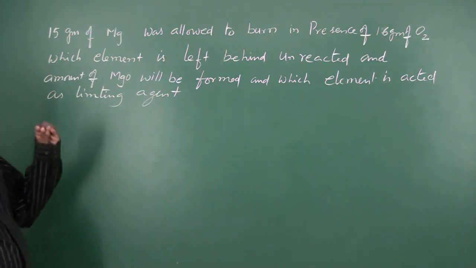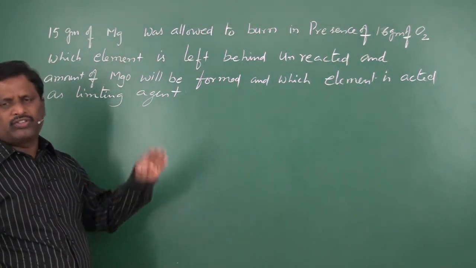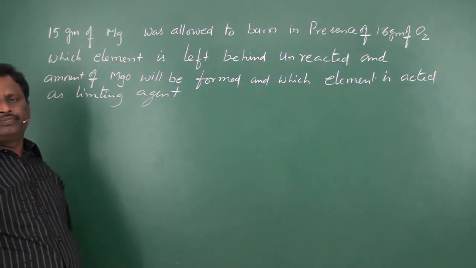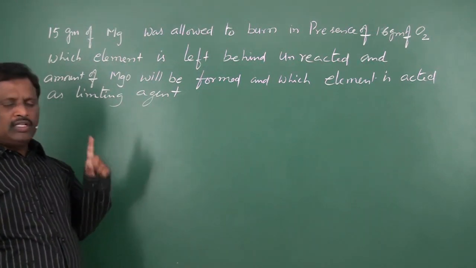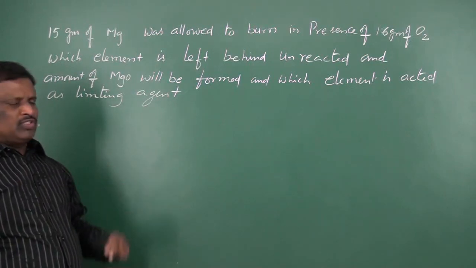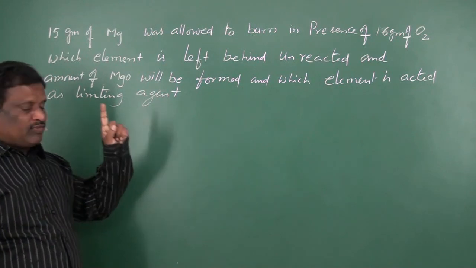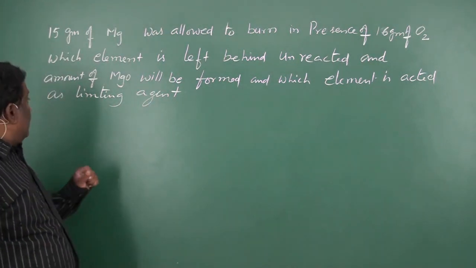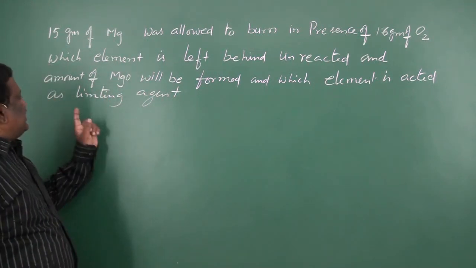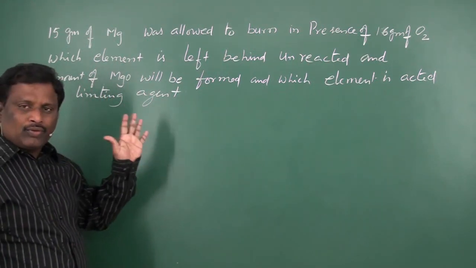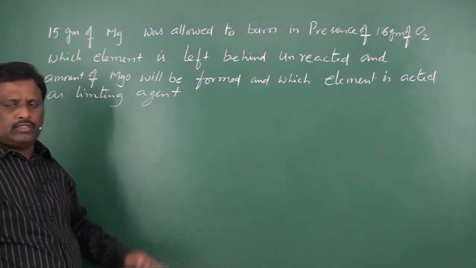So, in this single question, we have 3 questions. There are 3 different questions asked in a single question. 15 grams of magnesium was allowed to burn in presence of 16 grams of O2. Then, which element is left behind unreacted? And what amount of MgO will be formed? And which element acted as a limiting agent? Actually, it is equal to 3 different questions.